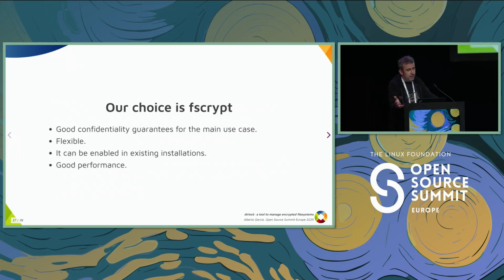All things considered, I thought that for the use case, fscrypt offers a better, more practical solution. It offers confidentiality guarantees that are good for our main use case. It's also flexible. It's very easy to enable in existing systems, so people can start to test it on their devices without having to reinstall or lose their data. And it also offers good performance. In my tests, it was performing a bit better than LUKS even.